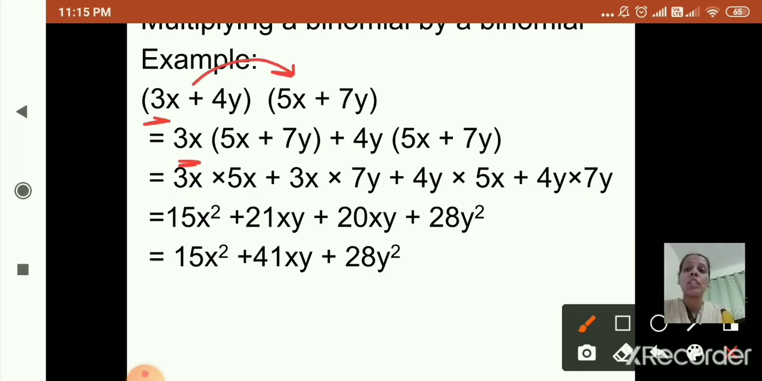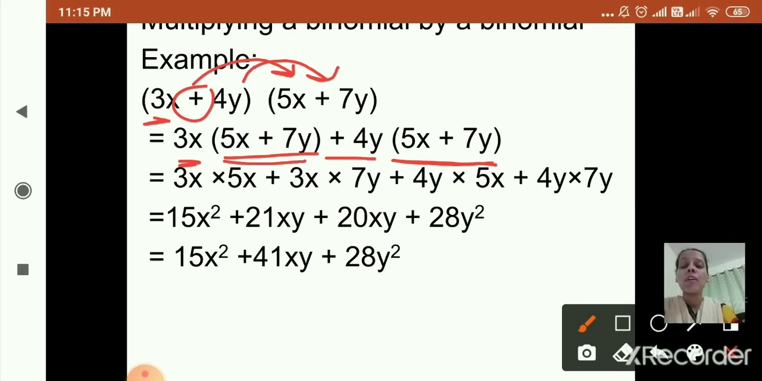Okay, now the second binomial expression, that is 5x plus 7y, we will write down. Now plus 4y. See here, the sign is plus, so plus 4y. Again, 4y you will multiply with the second binomial expression, that is 5x plus 7y. Keep in mind that the second algebraic expression we will write down twice and multiply it with the first binomial expression, that is 3x.